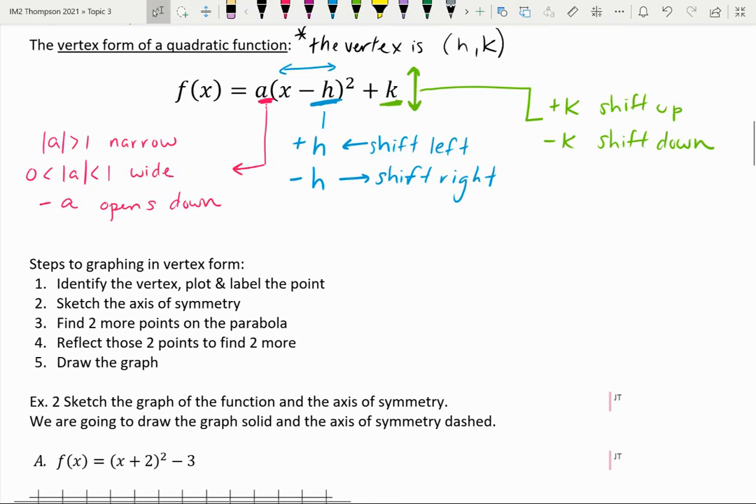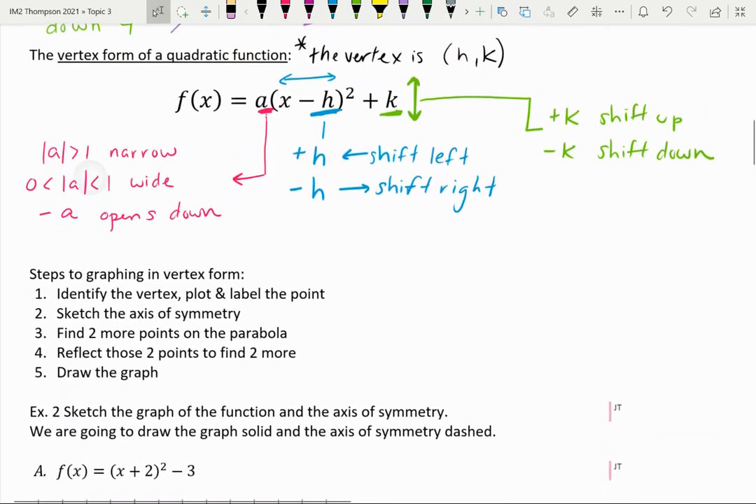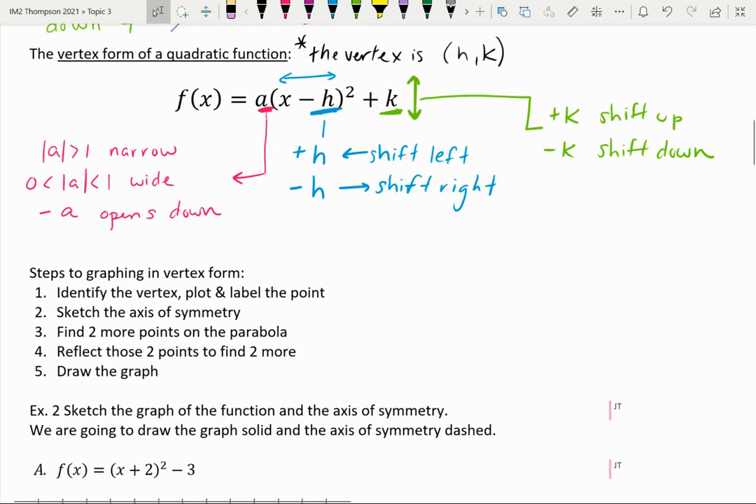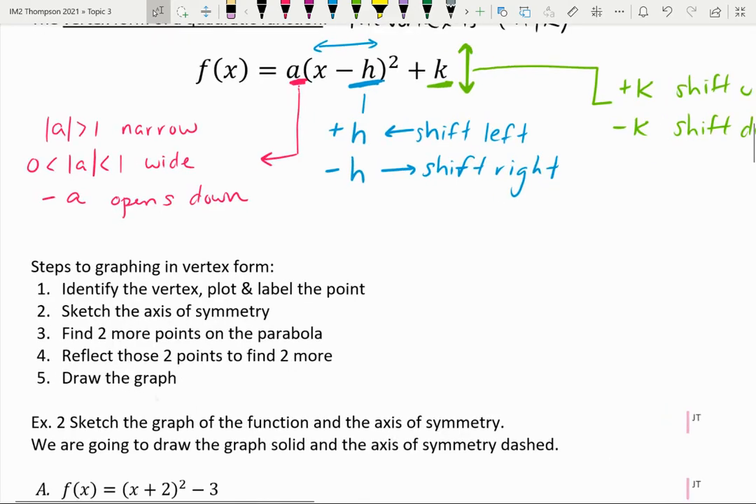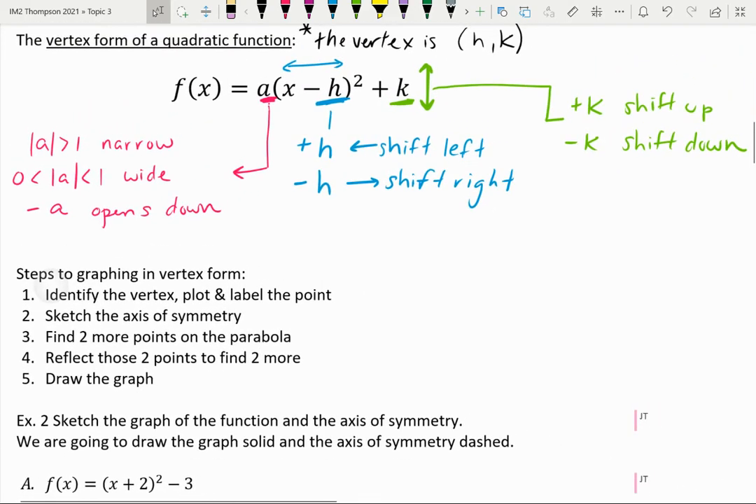The next thing we're going to be doing is graphing. Okay, so I will pause here and ask you to write down these steps. I think that they're helpful.